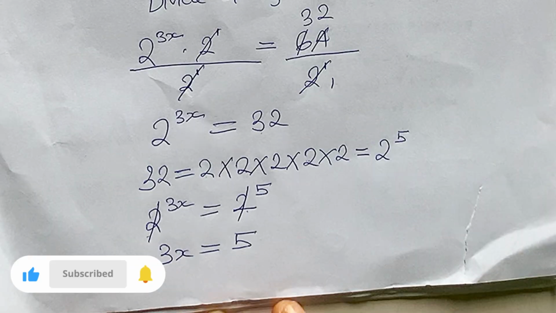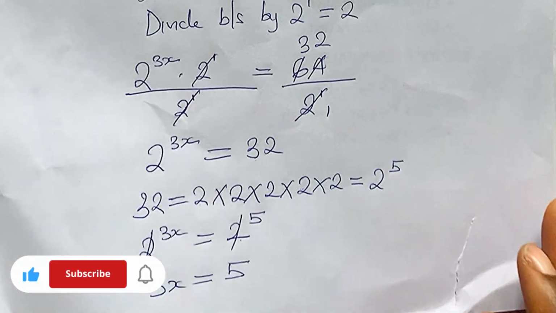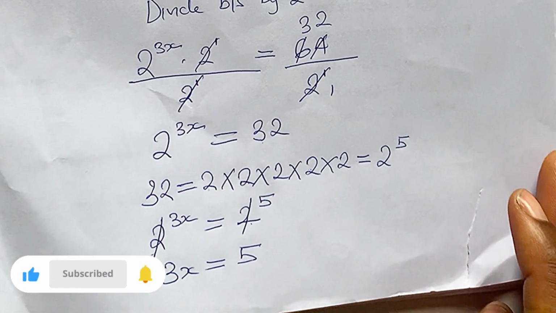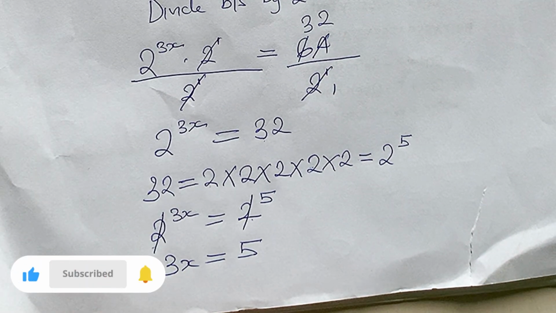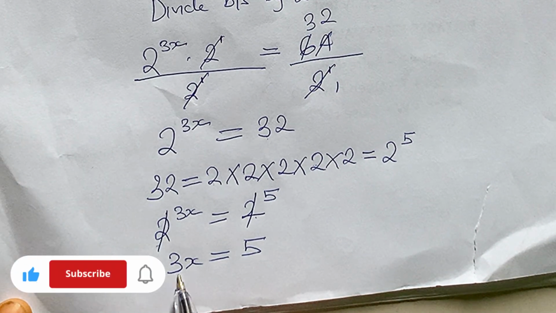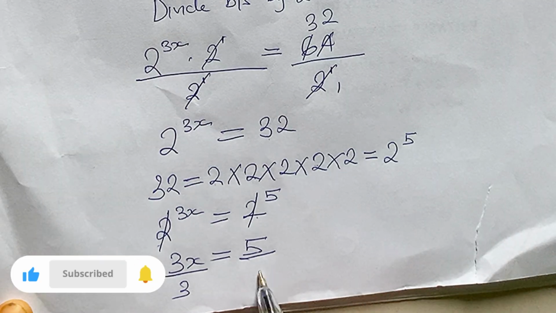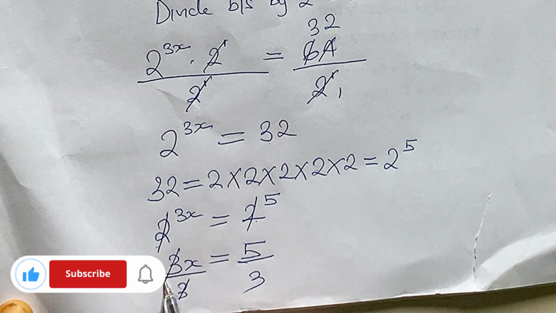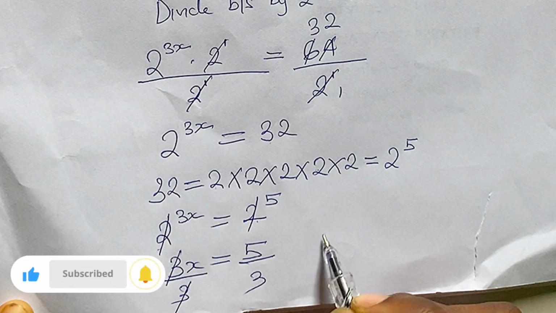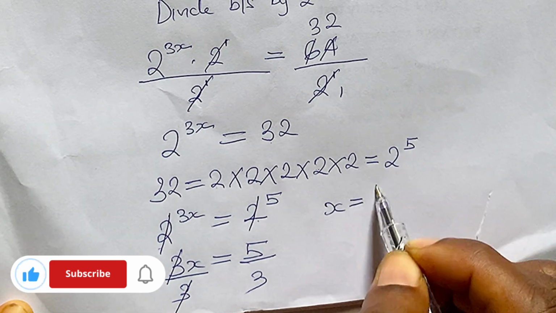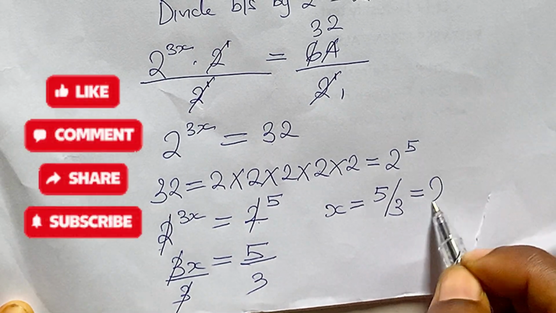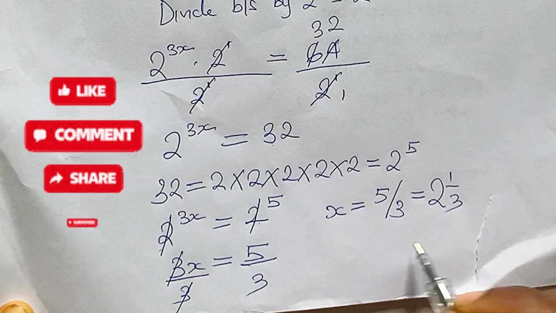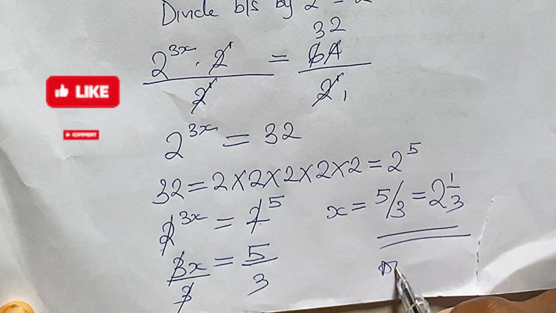Divide both sides by 3, and that will be 3x over 3 equals 5 over 3. 3 here 1, 3 here 1. So we have that x is equal to 5 over 3. This is our final answer.